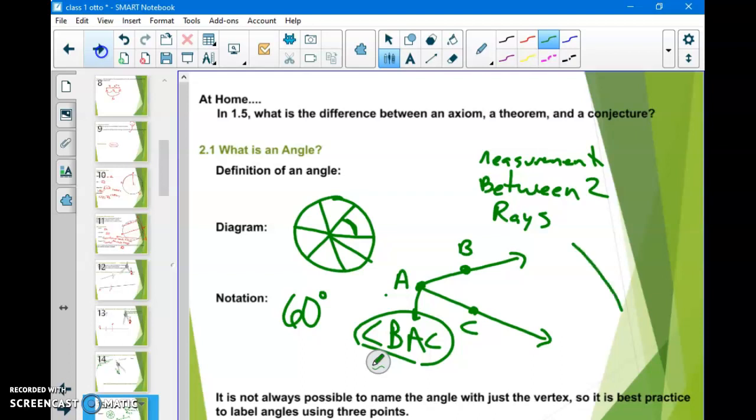And the reason they say that we can't always use that, put this B, A, C back in here. The reason we can't use just the vertex is that more than one angle meets at that vertex. So anytime there's more than one angle that meets at a vertex, you have to use the three-letter name. And so I think it's always just better to get used to using the three-letter name all the time.